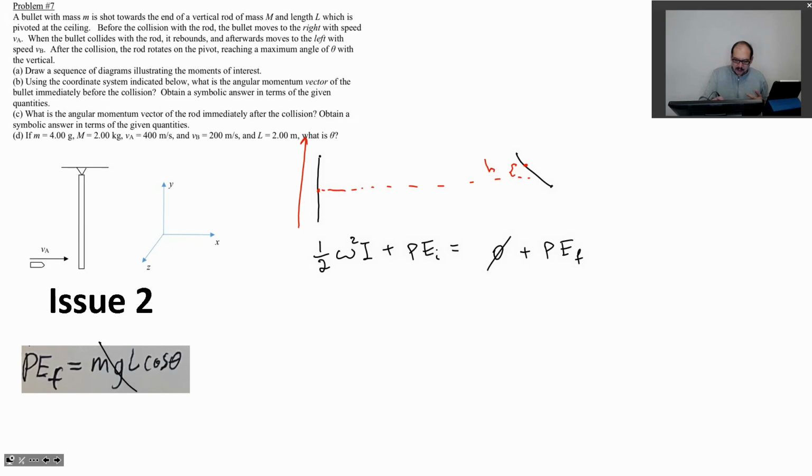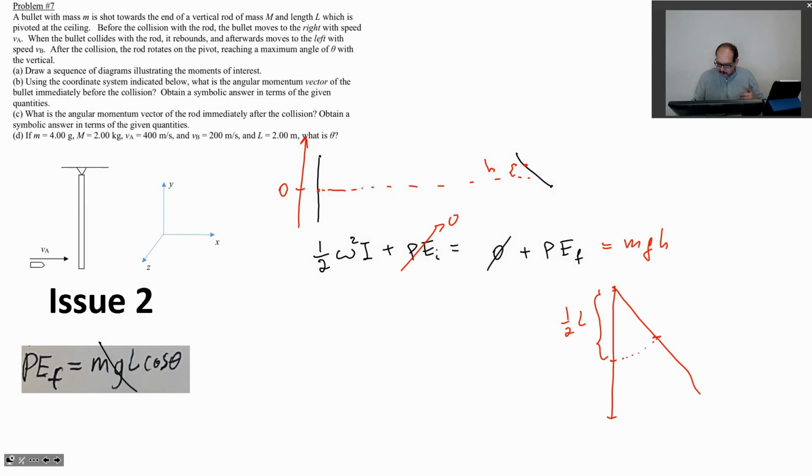If you would start calculating potential energy from the lowest location of the center of mass, that would be 0, and this would be mgh. But what is h? For that you have to use trigonometry more accurately. So this is the center of mass, which means this is 1/2 of the length, and now it rises up to this. So this is again 1/2 of the length, and this is the height you're looking for.